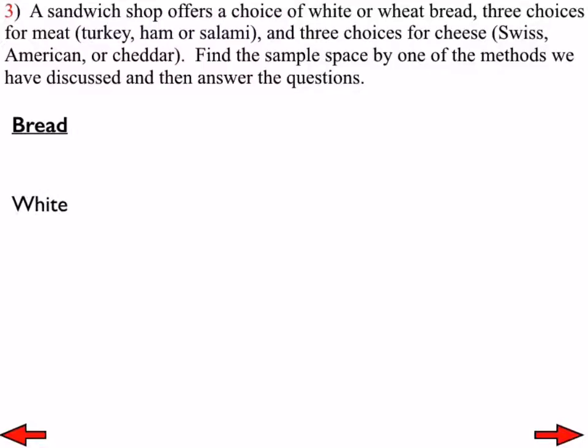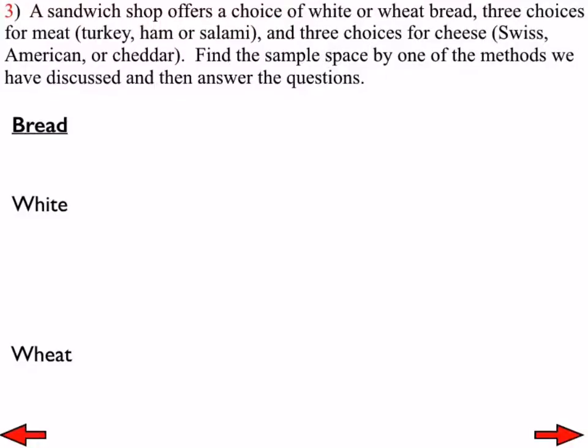And by the way, we could have found the number of outcomes without even listing it out, because there are 2 choices for bread, 3 choices for meat, and 3 choices for cheese. We could have used the fundamental counting principle, 2 times 3 times 3, which gives us 18 possible outcomes, which of course is the denominator of our probability before we simplify. Or we could find it by listing out the sample space.